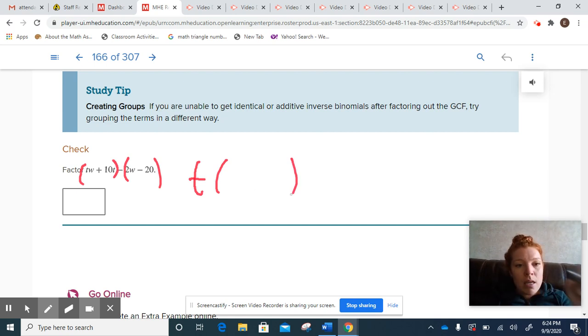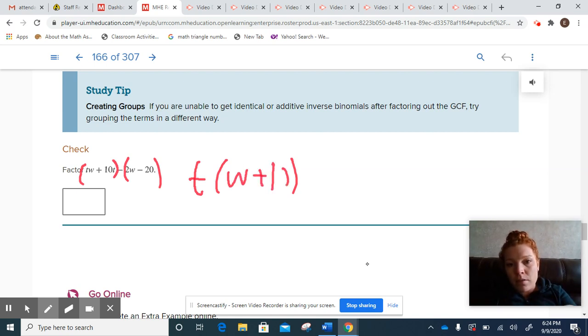So I see a W left from the front piece. And then I see a 10 left from the back piece, a positive 10. So when I do this and I get the second half of my equation, the thing in the parentheses should say W plus 10. Don't skip straight there. Don't just write it. Make sure you do the math and get it right.